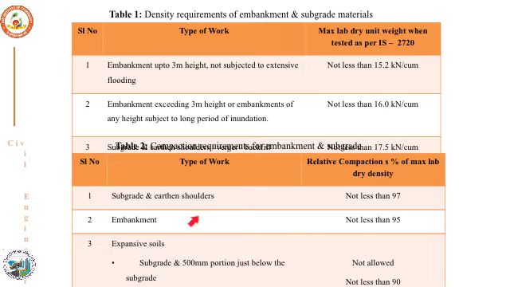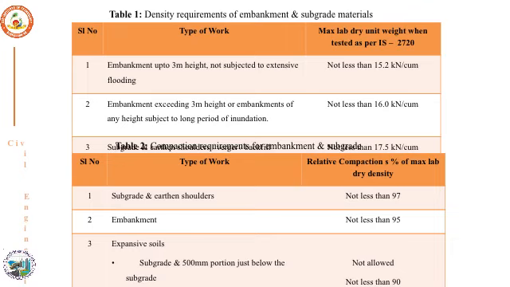And at the field, when the compaction is done, for the subgrade and the earthen shoulder, the relative compaction should not be less than 97%, and if it is for the embankment, the relative density must not be less than 95%. And similarly, for expansive soil, the compaction rate should not be less than 90%.